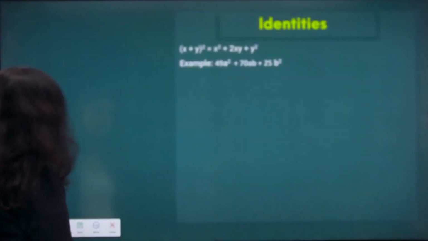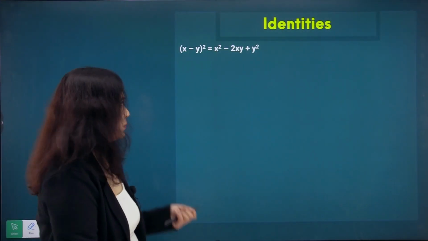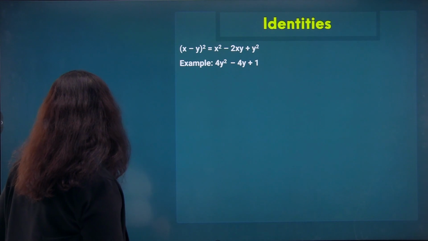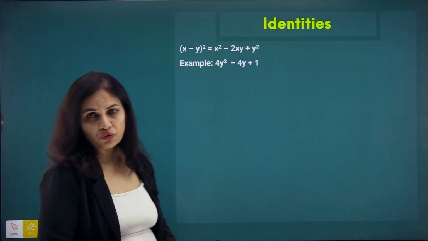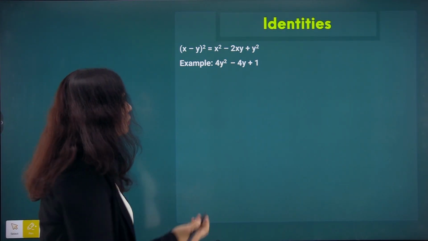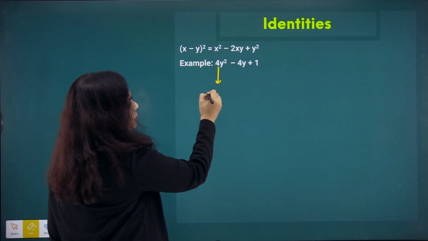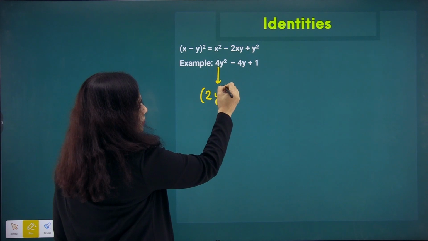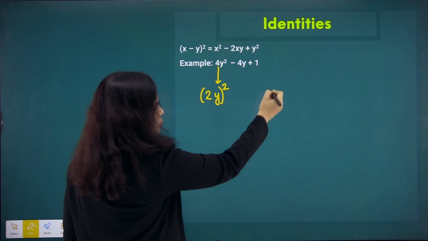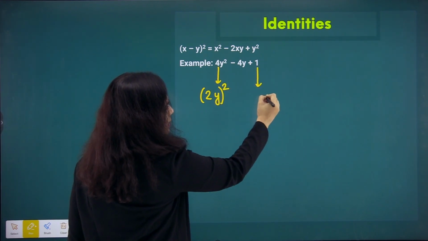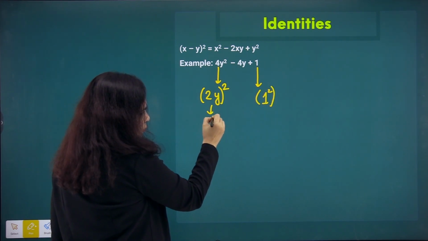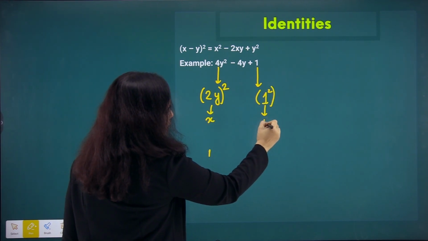Moving to the next, (x − y)². Let us factorize 4y² − 4y + 1. The same rule: first I will write both the terms in the form of whole squares. So this can be written as (2y)² and 1 can be written as 1². So this is the value of x and this is my y.